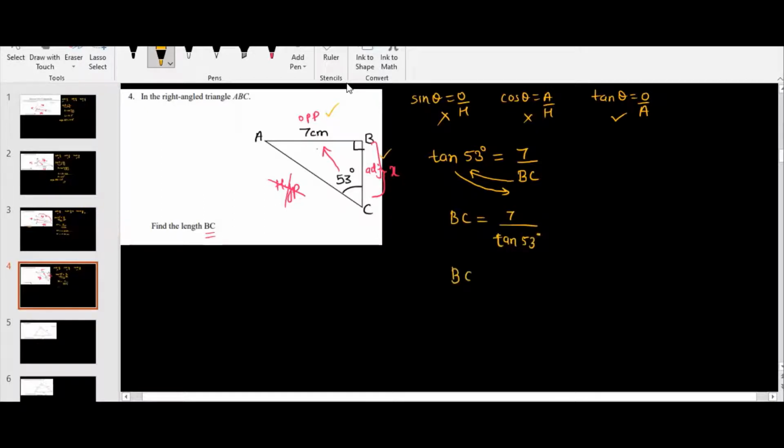And now BC equals, use your scientific calculator, 7 divided by tan of 53 degrees. I'm getting the answer 5.2748... in my calculator. So I have to round off this figure to 3 significant figures. So it will be 5.27 centimeters.